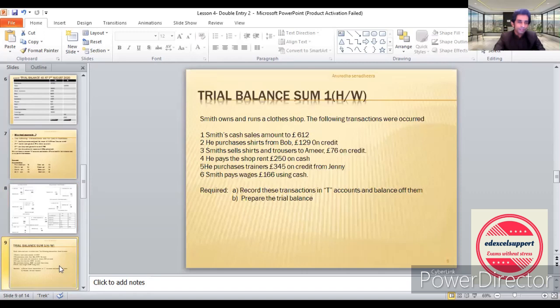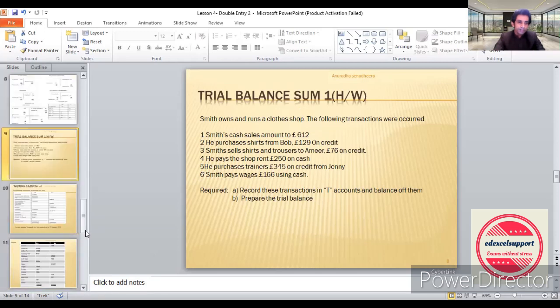Okay. Next question is a trial balance question. It's a homework question, but I have given you the answer. What you have to do here, I'll tell you. Smith's cash sales amount to 612. He purchased shirts from Bob at 1,290. So record these transactions in T accounts, balance them off, and prepare a trial balance. So you have to do this as homework.